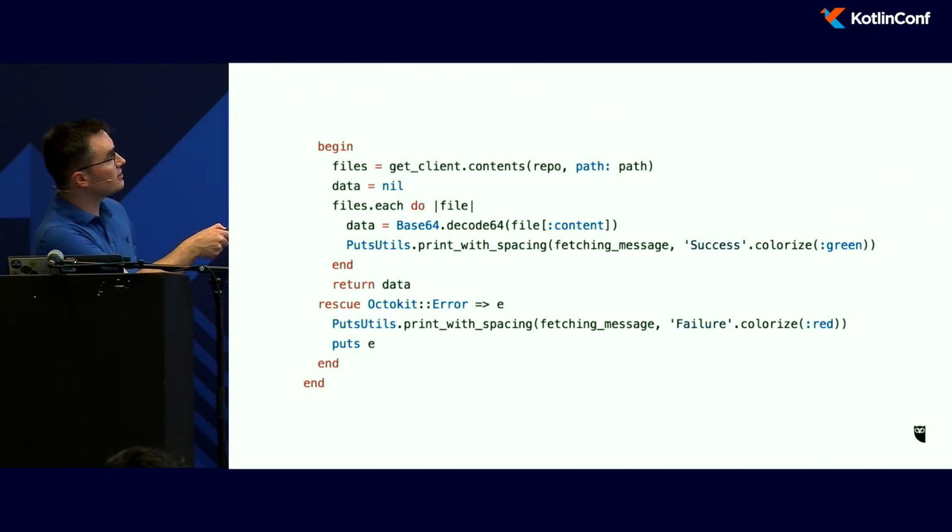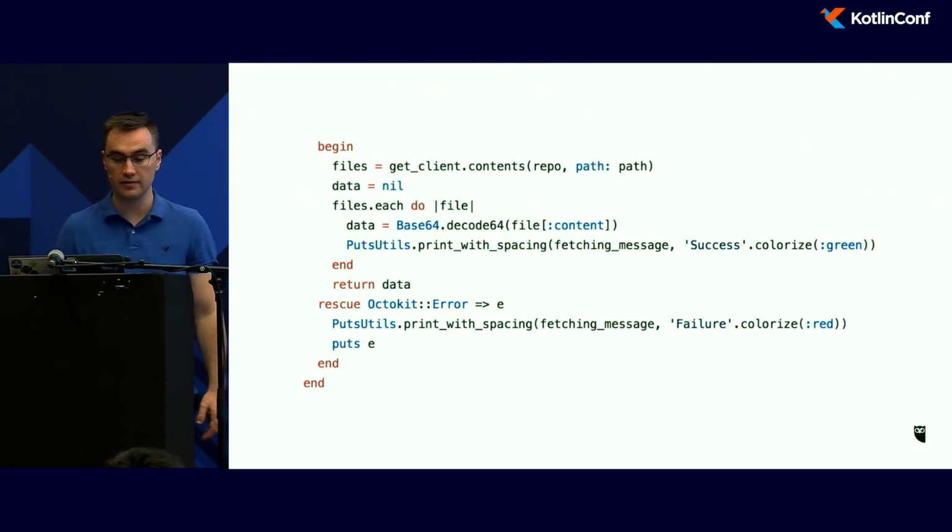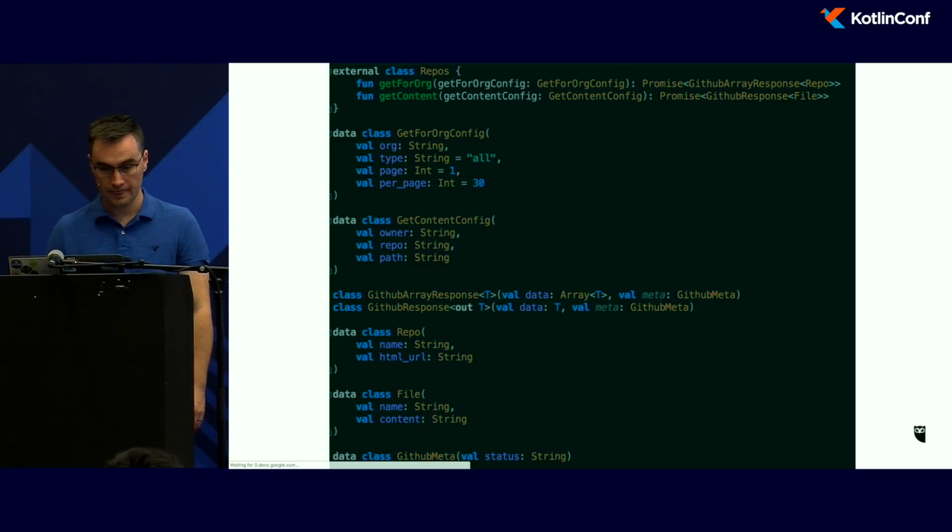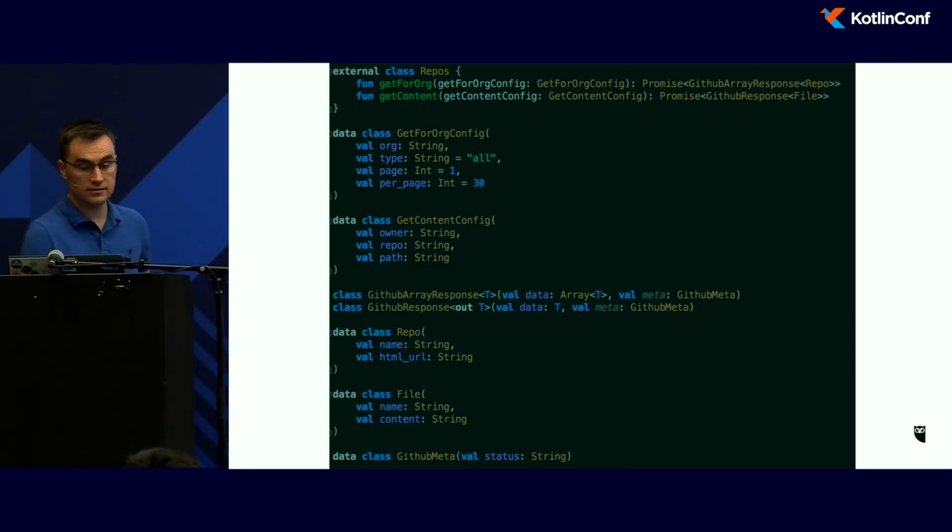And then when I call the contents here to get the contents of a file to parse, similarly, I might have to throw an error, I might get an Octokit error, and I have to trust that my implementation is correct. However, with Kotlin.js, I'm able to spec out the GitHub API provided by Octokit. I can describe the data classes, so I have my repository information, for which I actually just need the name and HTML URL. I have my file information, which needs the name and the base64 encoded file contents.